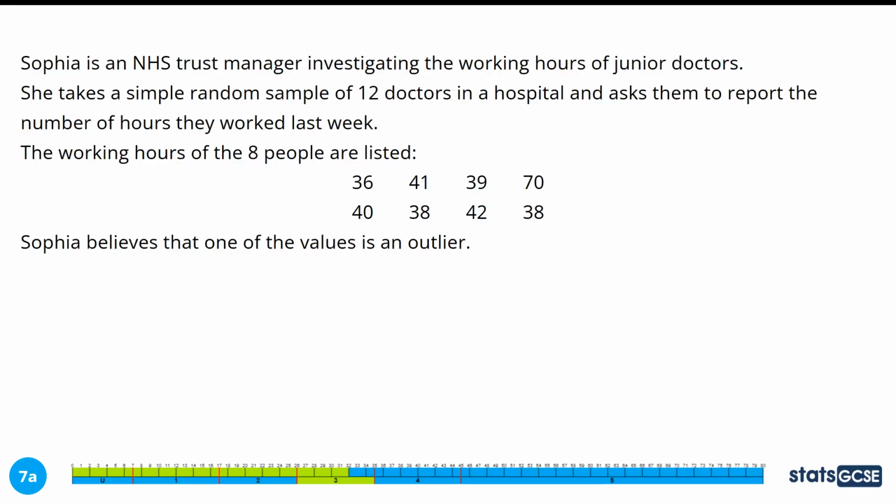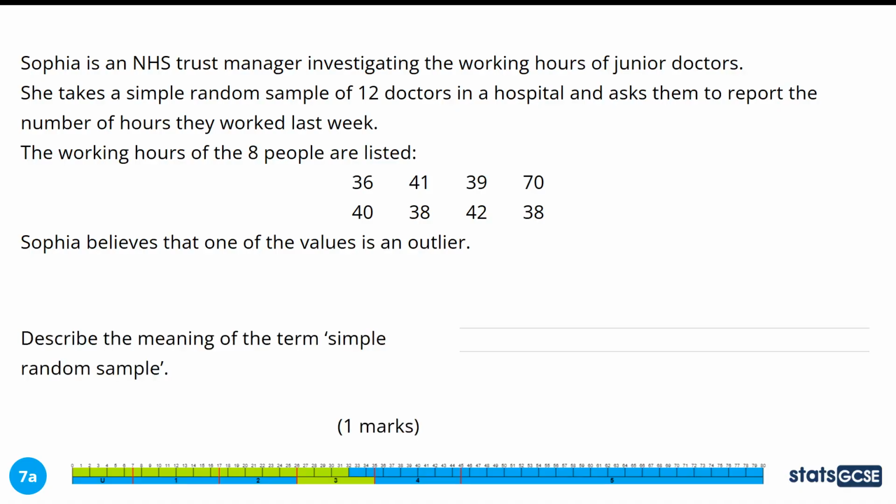Sophia is an NHS trust manager investigating the working hours of junior doctors. She takes a simple random sample of 12 doctors in a hospital and asks them to report the number of hours they worked last week. The working hours of the 8 people are listed as 36, 41, 39, 70, 40, 38, 42 and 38. Sophia believes that one of the values is an outlier.